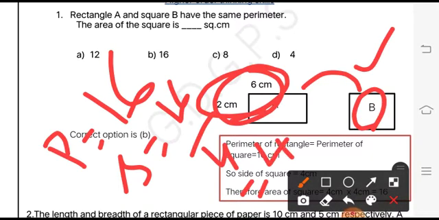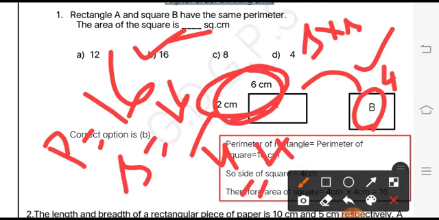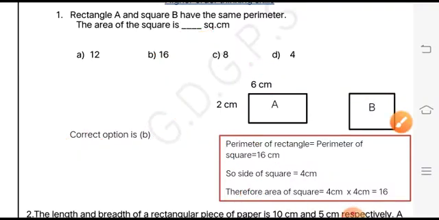Knowing perimeter, we can calculate side by dividing it by 4. That means each side of the square is 4 centimeter and therefore its area will be 16 because area of square is side into side. 4 into 4 is 16. So the correct option is B, 16 square centimeters.